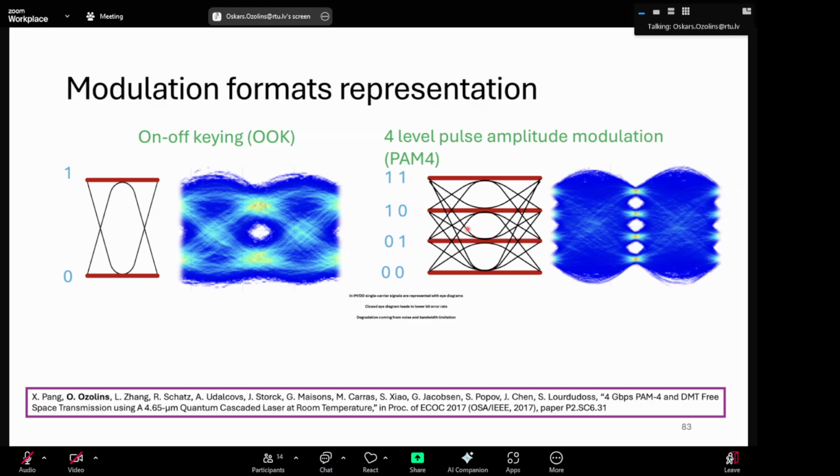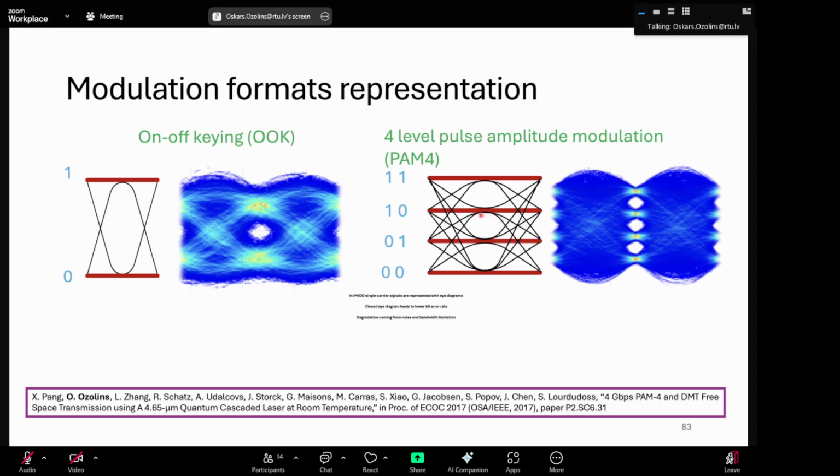Right. So that all seems to be a very good thing, because then we can transmit twice the information by using the same optoelectronics. But there should be a price to pay, something bad with the system.